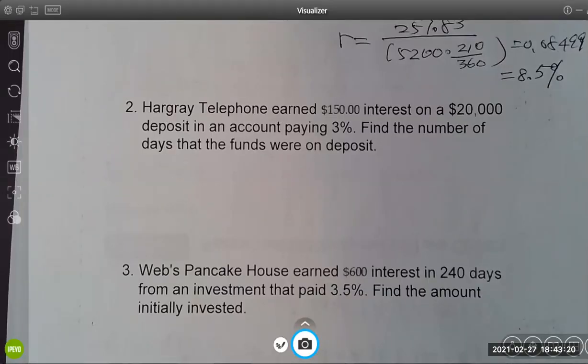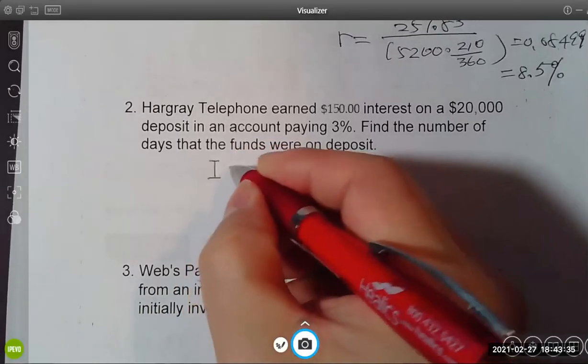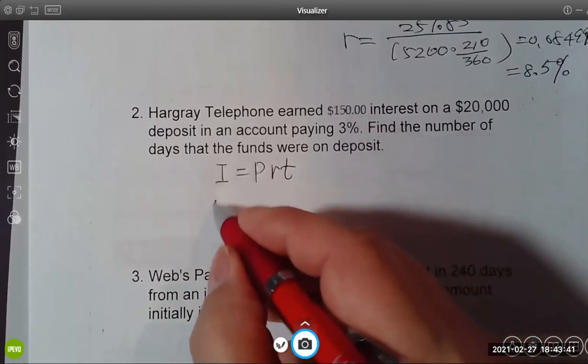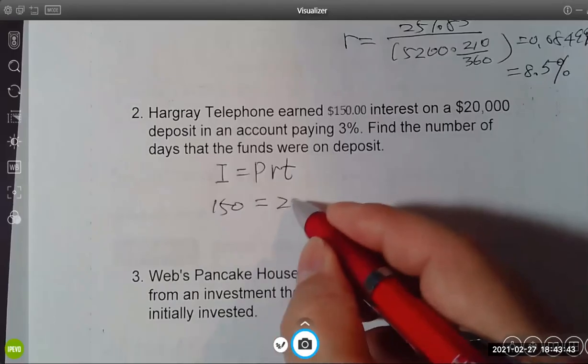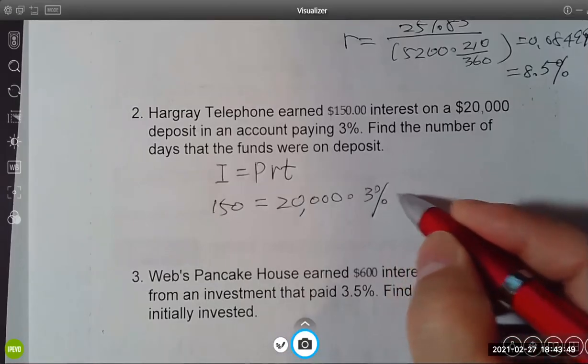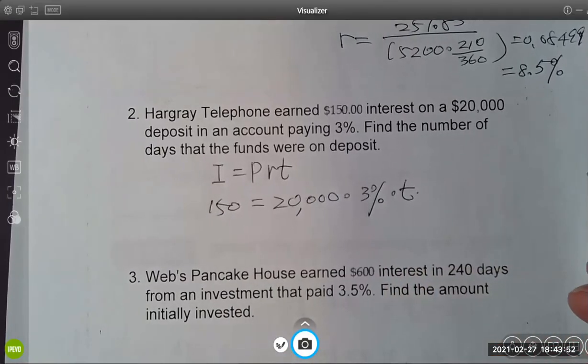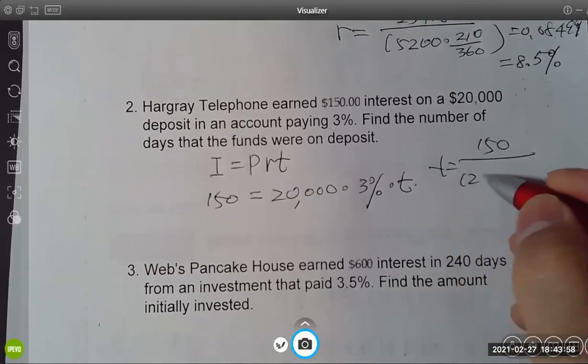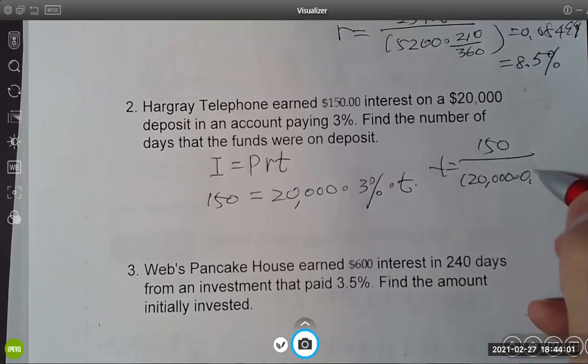Haggerty Telephone earned 150 in interest on a 20,000 deposit in an account paying 3%. Find the number of days that the funds were on deposit. So we need time in this simple interest account. So I equals PRT. Plug in numbers. Interest amount is 150. The amount of deposit 20,000 times interest rate, which is 3%, and times T. We're looking for T in days. So T equals 150 divided by 20,000 times 0.03.